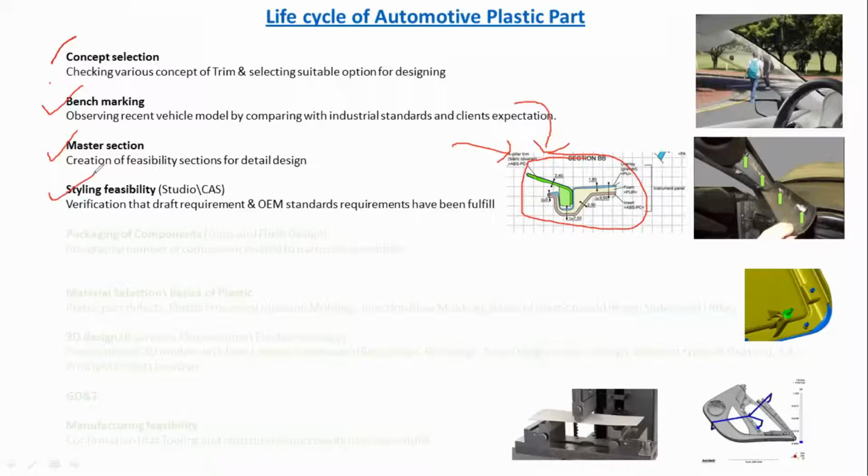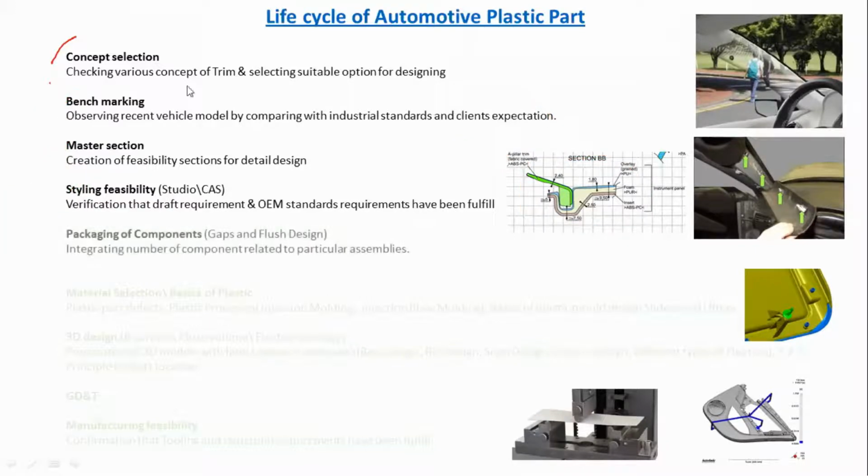Then we check for the style feasibility. This is nothing but the input we received into the automotive plastic geometry, and with respect to that we need to go for it. Here as well, for the part we need to do the packaging, that is, with respect to the surrounding parts we need to check each and everything. All the parts we need to check.